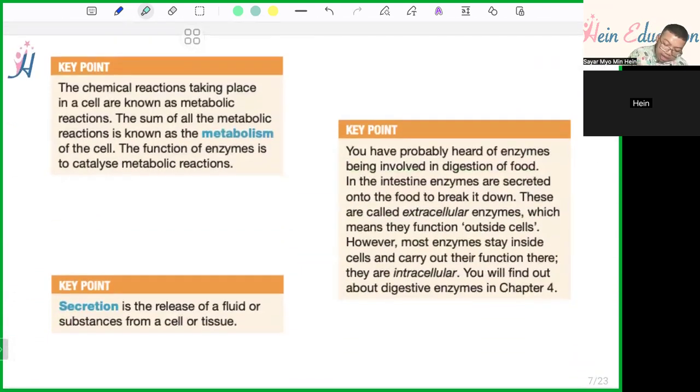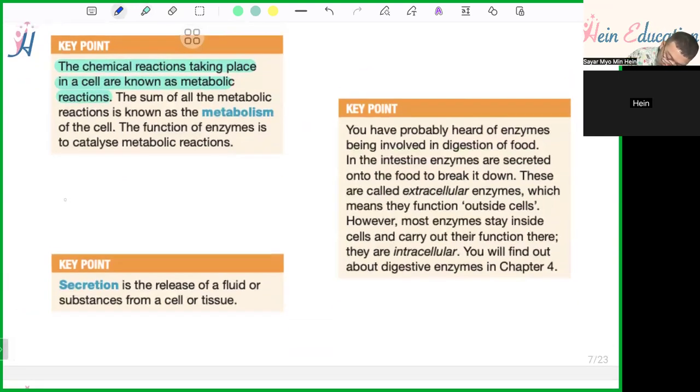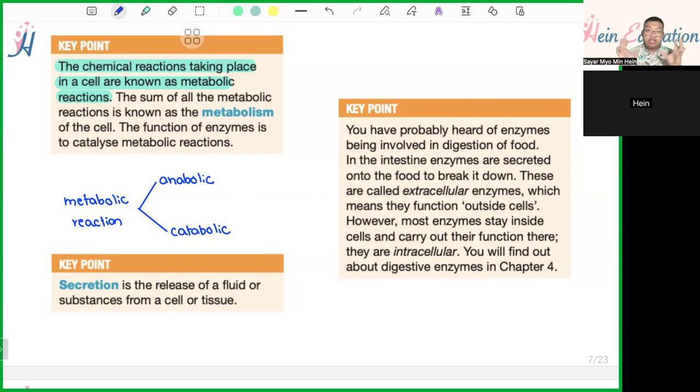Another thing is that the chemical reactions taking place in the cells are known as metabolic reactions, or we can also call it metabolism. For the metabolic reaction, we can subdivide it into two parts: the anabolic reaction and the catabolic reaction. So what are they? They are types of reaction. Metabolism or metabolic reaction is a general term, and anabolic and catabolic are the two types.